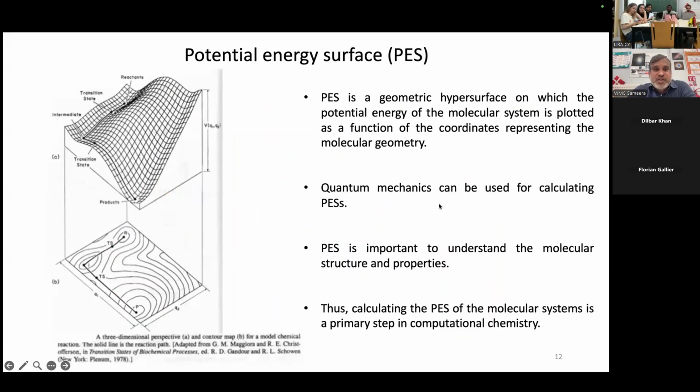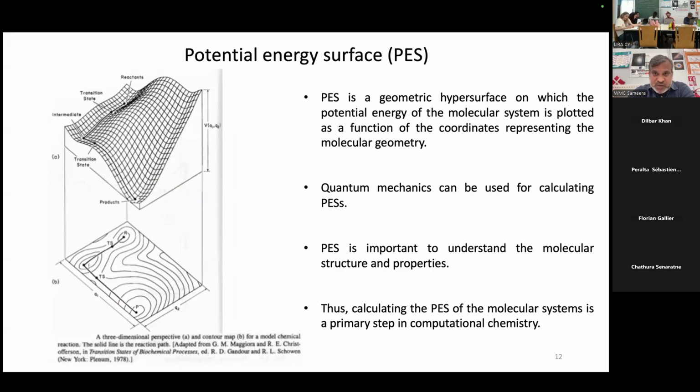Now, as computational chemists, our primary objective is to compute potential energy surfaces for molecular systems. A potential energy surface is a geometric hypersurface. It describes how the potential energy of the molecular system changes with the coordinates of the molecular system. For example, this is a very simplified three-dimensional potential energy surface, and you can see some minima, or valleys. Imagine it's like a mountain and it has valleys.